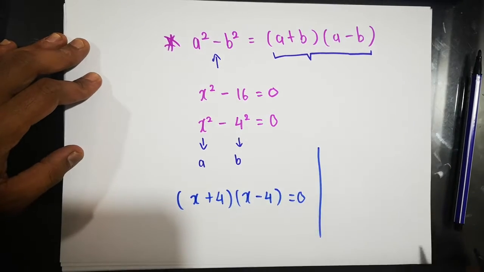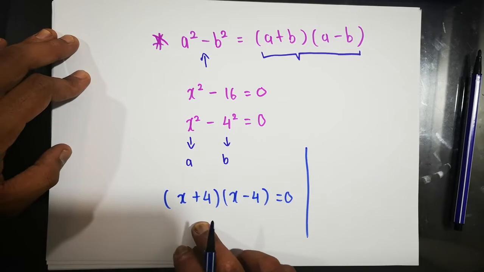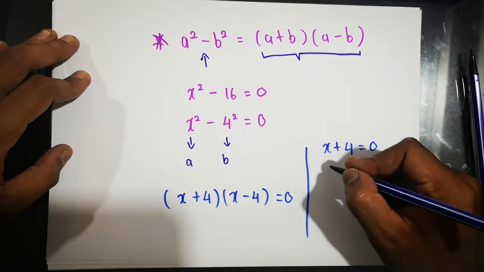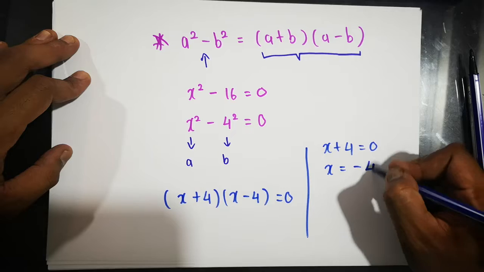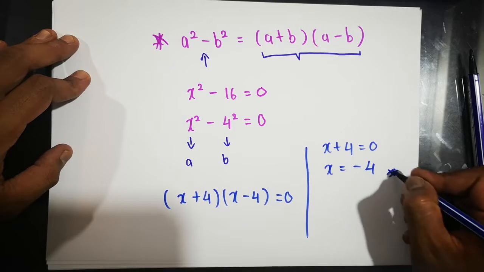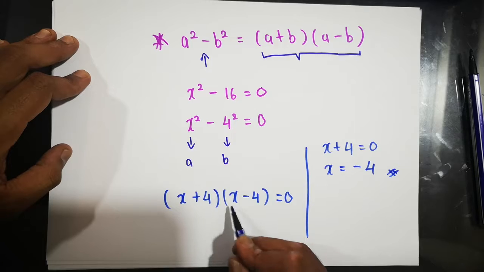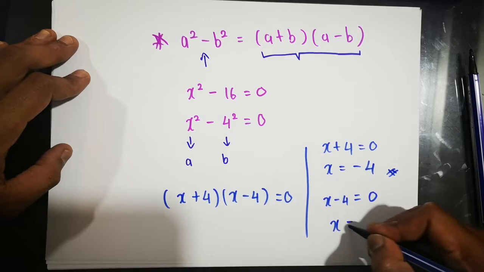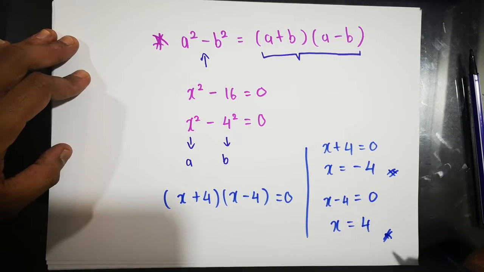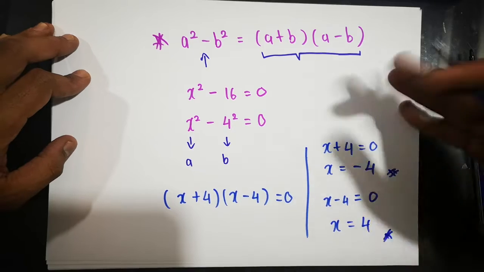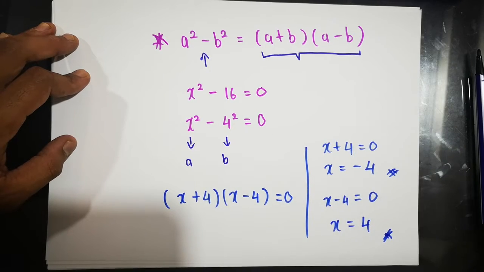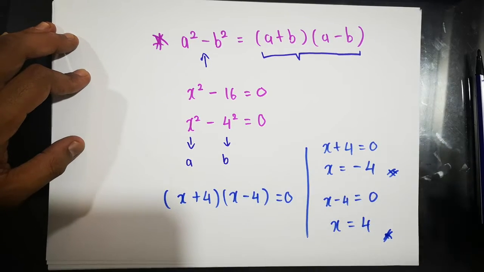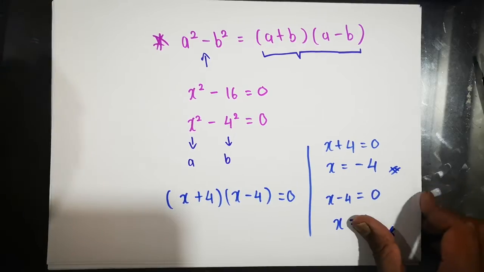Okay, not done yet. So the last step, x plus 4 is equal to 0. x is equal to negative 4. First answer. Easy. This is so easy. x minus 4 is equal to 0. x is equal to 4. Second answer. Very easy. Once you practice so much of this question, one time you look at a number, you know that the number can be square or cannot be square. Okay, so the key is to practice.